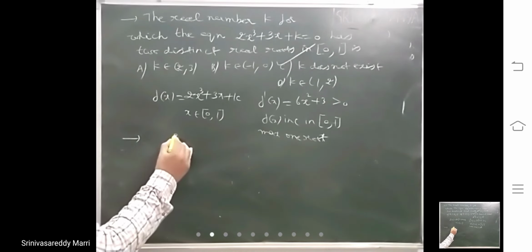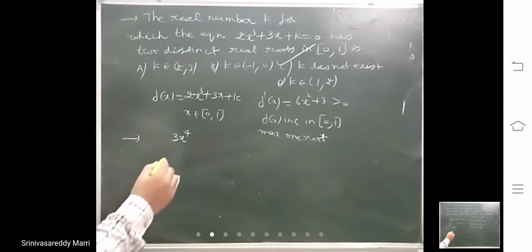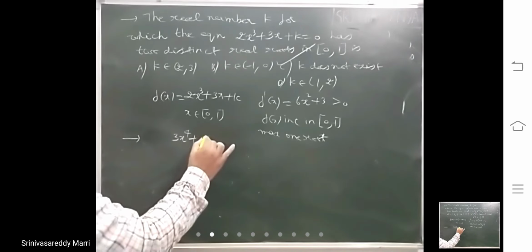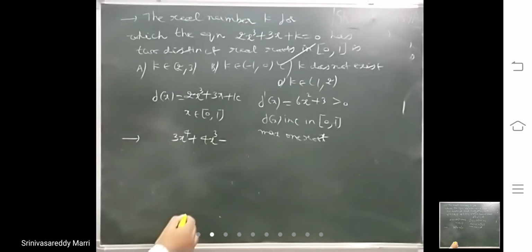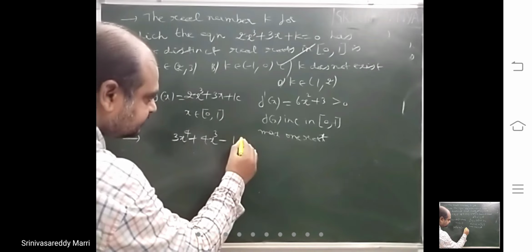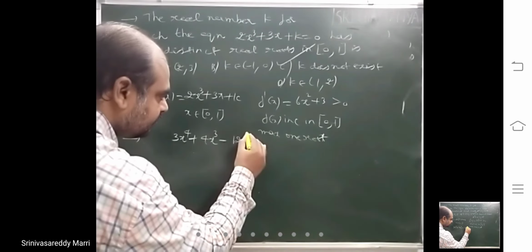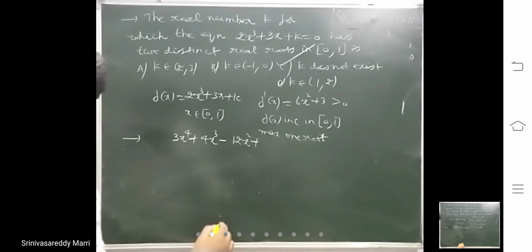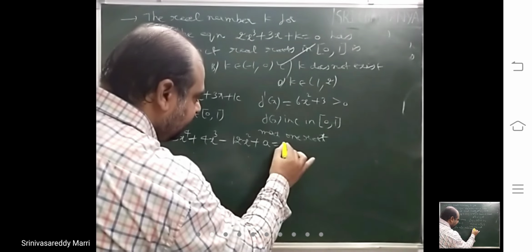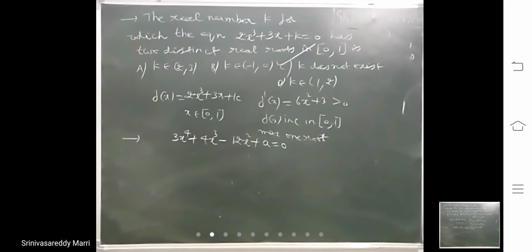Look at one equation. It is given: 3x to the power 4 plus 4x cube minus 12x square plus a equal to 0. First question.